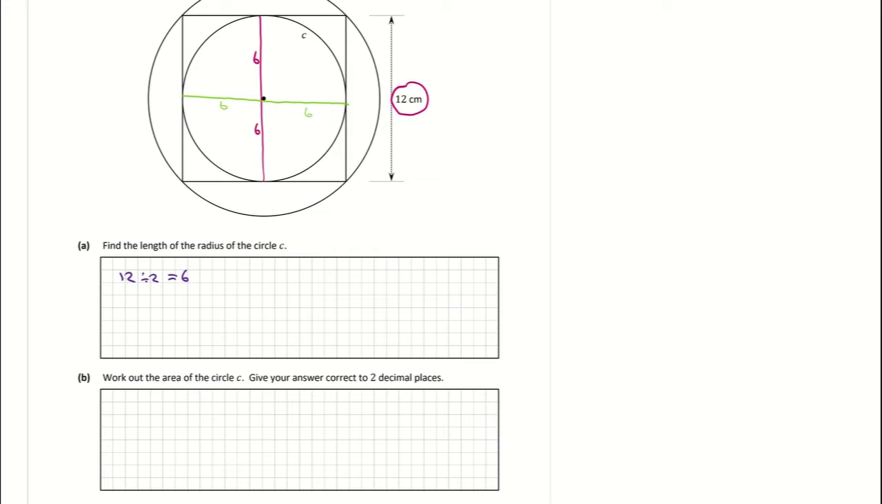Part B, work out the area of circle C. Give your answer to 2 decimals. So the area of a circle from our log tables is pi r squared. Keeping the pi button on our calculator, it's pi multiplied by r, which is 6 squared, which is 36 pi. It wants it to 2 decimal places, so that's an area of 113.097 to 2 decimals, giving me 113.10 centimeters squared. Don't forget to put in the centimeters squared.